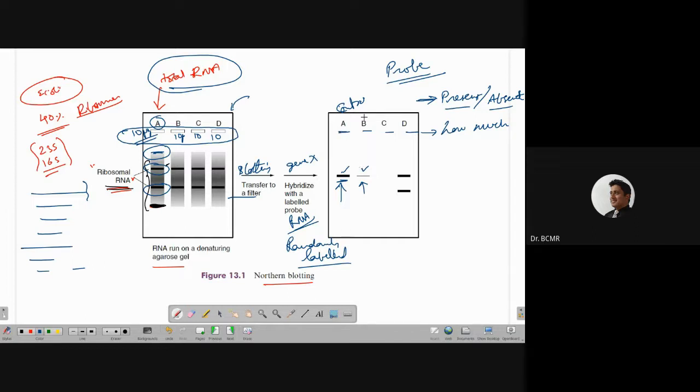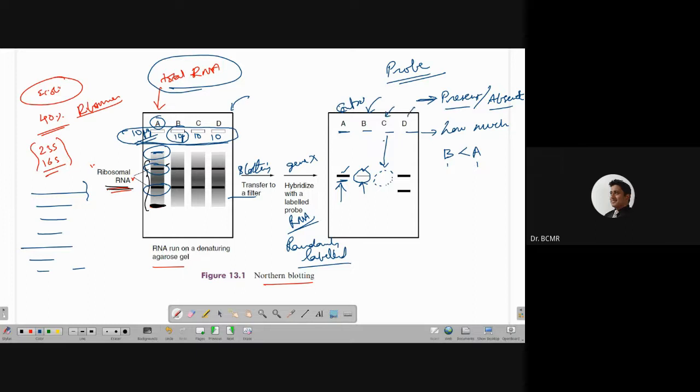What can you say? Does it mean that you loaded less in sample B? No. We loaded equal amounts for all of them. So to start with, it should have been equal in all cases, but it's not. So then you can say that B expresses less than A, or that gene X mRNA is less in B compared to A. In lane C, there is no band at all. What does that mean? That means gene X is not expressed in C at all.